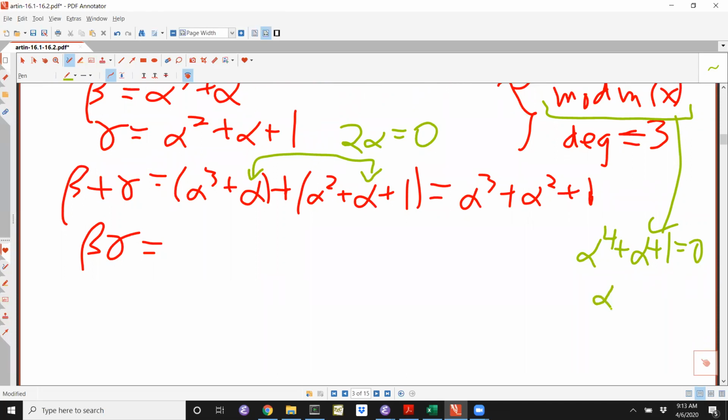But the more useful way to think about this is that alpha to the 4th is equal to alpha plus 1, where of course minus is equal to plus because we're working in characteristic 2. I hope that sounds familiar. So we're now going to apply the rule that alpha to the 4th is equal to alpha plus 1. Everybody good with that? Say yes in the chat, or ask a question.